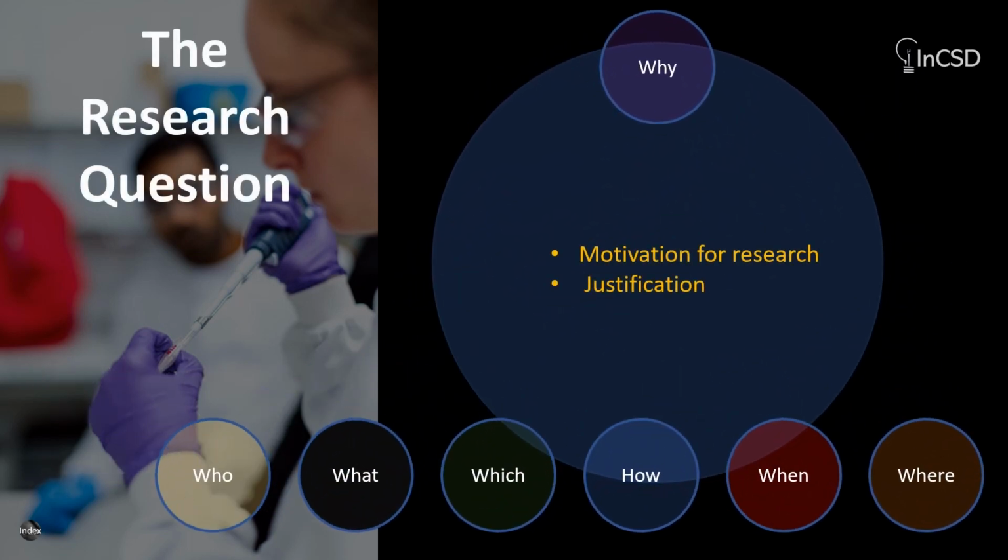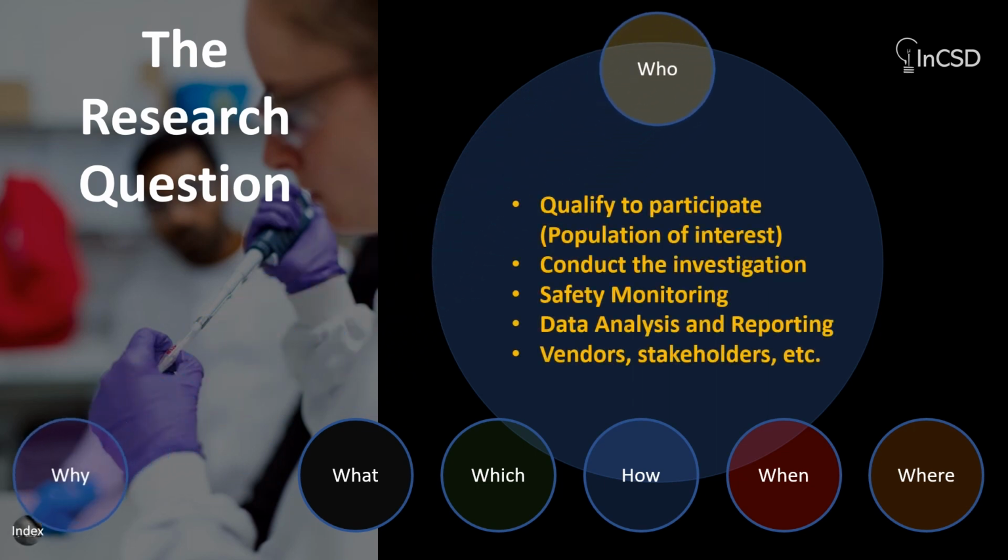Why? Why the research project is taking place? This should lead to the justification of the trial protocol. Who? The core element of clinical research is asking who will be the population of interest. Example, healthy volunteers or subjects with a disease of interest. Who will qualify to participate in the trial is addressed by the inclusion-exclusion criteria. So it is very important to have this clearly defined in the protocol.